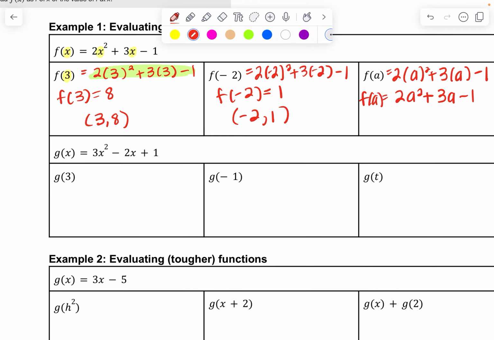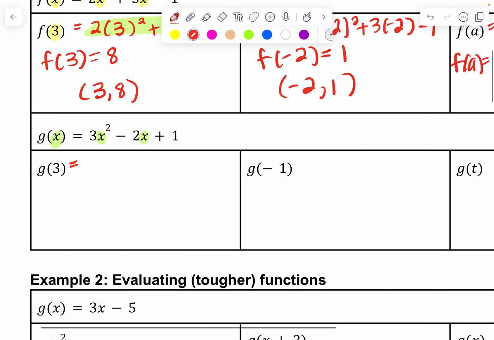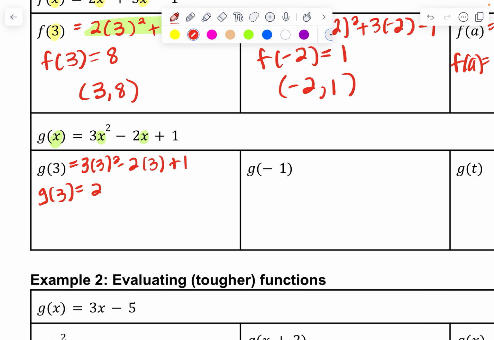This new function is called g. So g of x. Again, these x's all mean the same thing. So g of 3 means I'm replacing my x with a 3. 3 times 3 squared minus 2 times 3 plus 1. If we put that in our calculator, we would get 22. So there's a point at 3, 22.